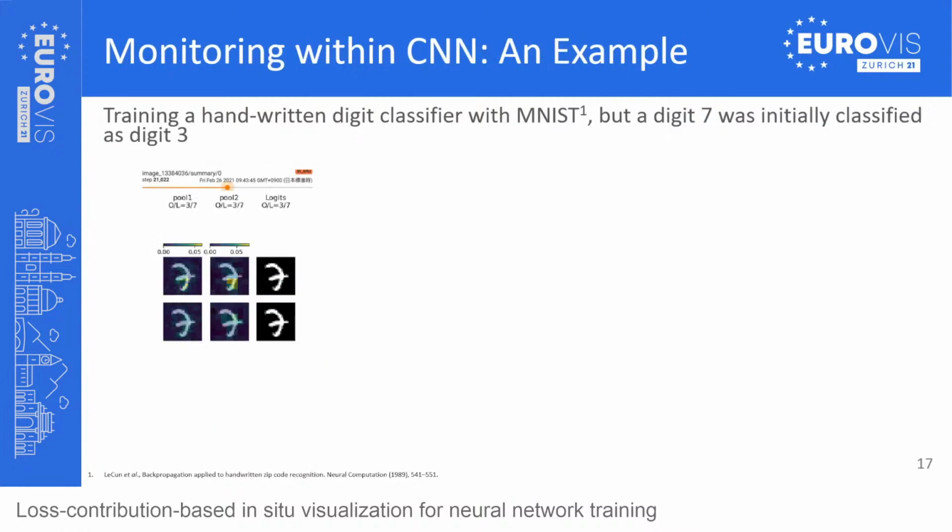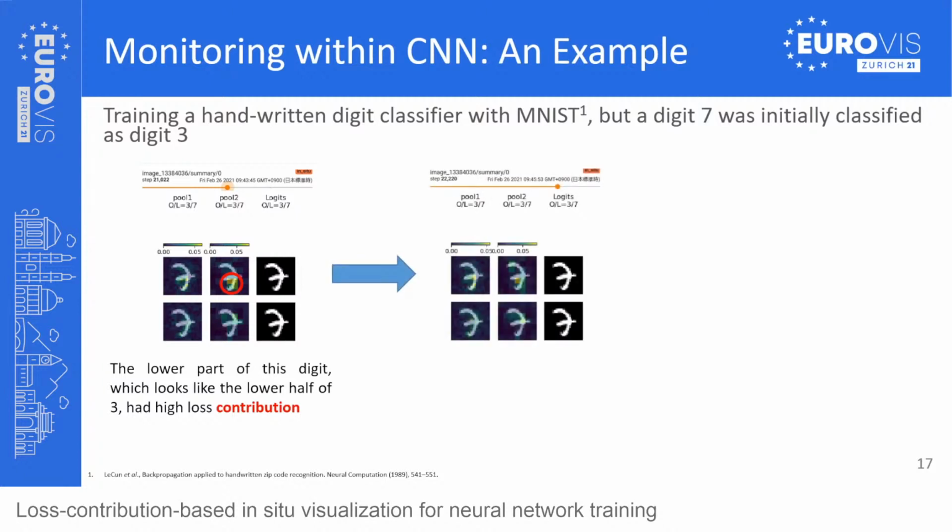Here we show an example when training a handwritten digit classifier with the MNIST dataset, where one image represents digit 7 but was initially classified as digit 3. The left shows the monitoring view of an earlier iteration. In the loss contribution map of the middle column, we can see that the lower part of this digit 7, which looks like the lower half of 3, has high loss contribution.